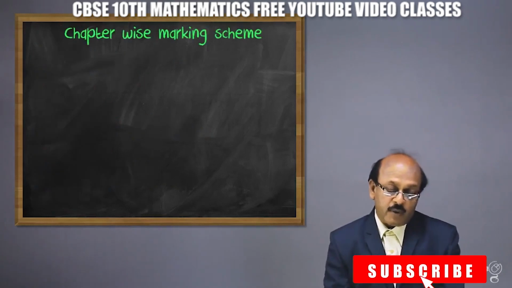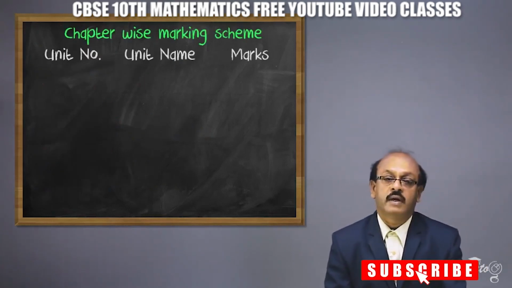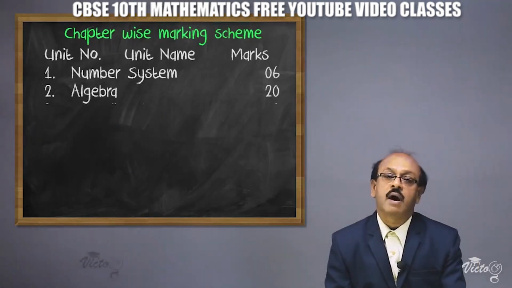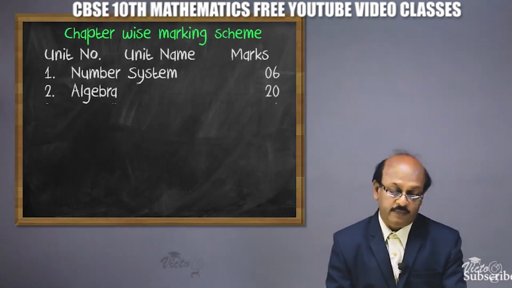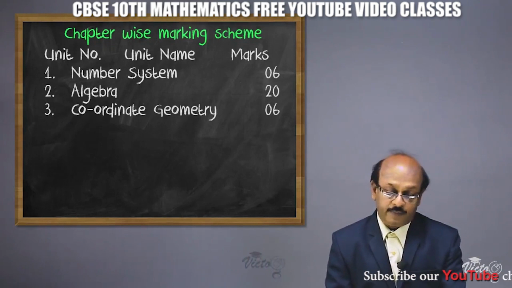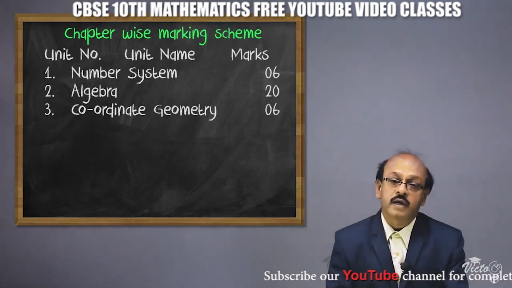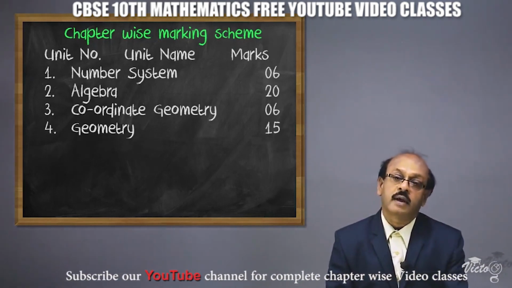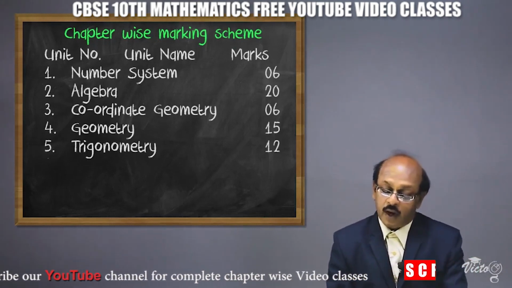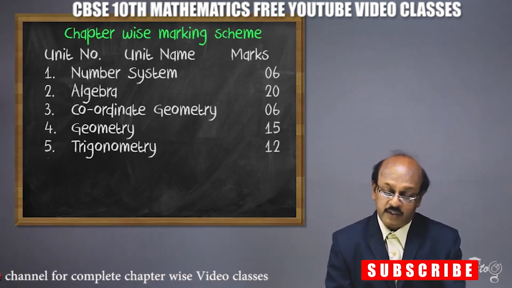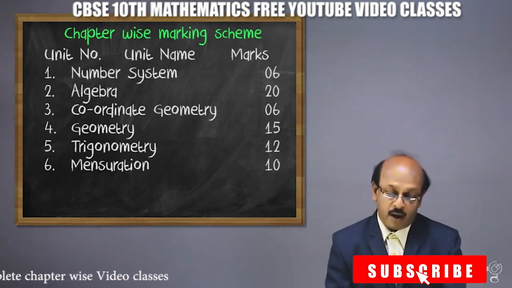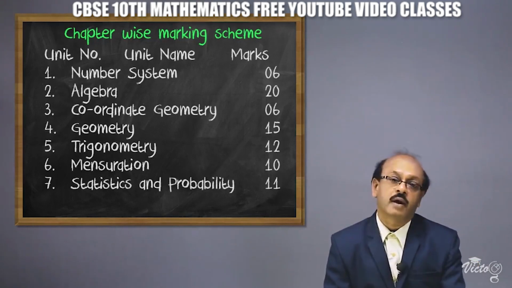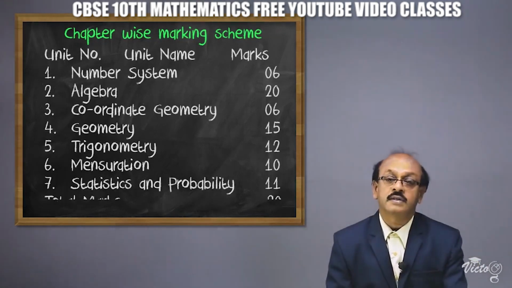Then chapter wise marking. For number system there will be questions for 6 marks. Then from algebra there is 20 marks. Then coordinate geometry 6 marks. Geometry, that means including construction, there is 15 marks. From trigonometry, means trigonometry and applications, from both these chapters there are questions for 12 marks. Then mensuration, there is questions for 10 marks. Then statistics and probability, from both the chapters you are getting questions for 11 marks and the entire total is 80 marks.